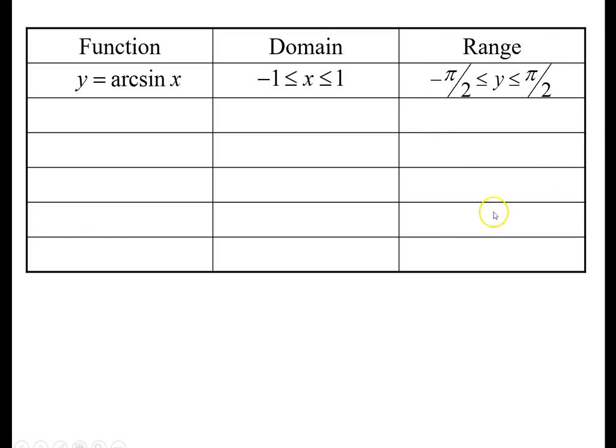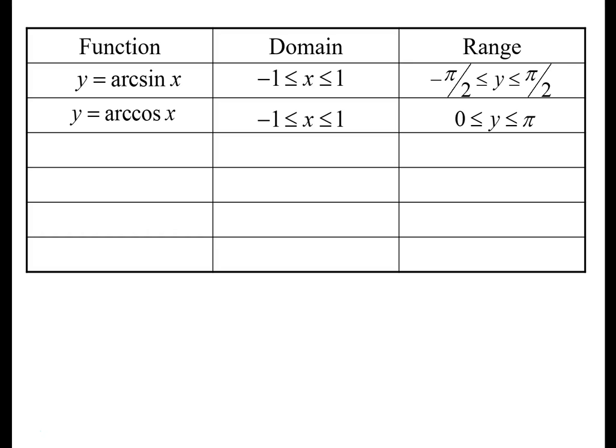This range is really what you want to remember. These restrictions are very important when we're working with these. So these ranges are what you're going to want to remember. The arc cosine function. The domain is the same. It goes from negative 1 to 1, and that's because that's the range for the original cosine function.